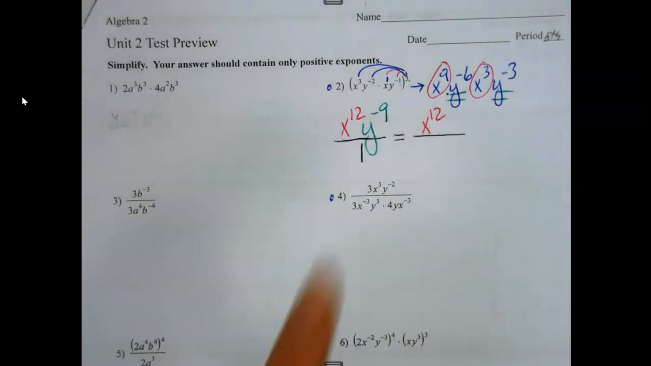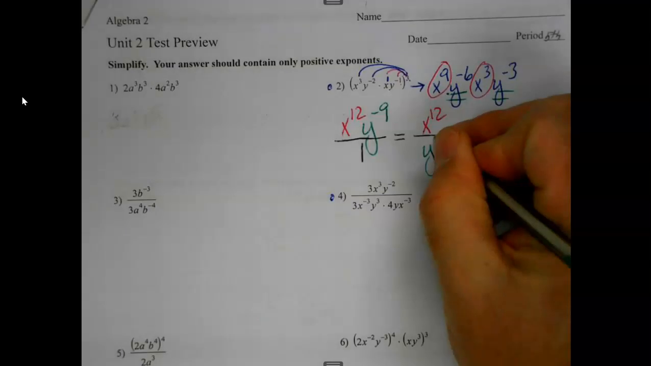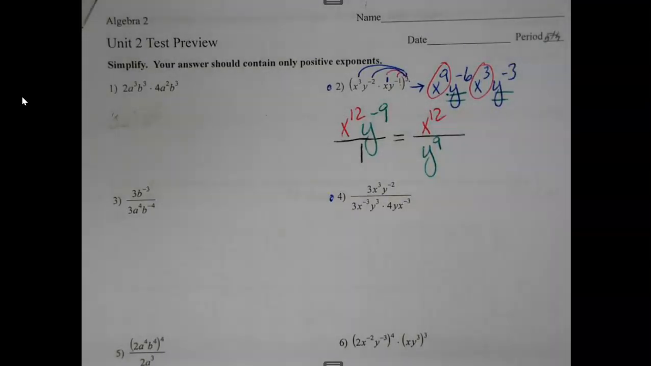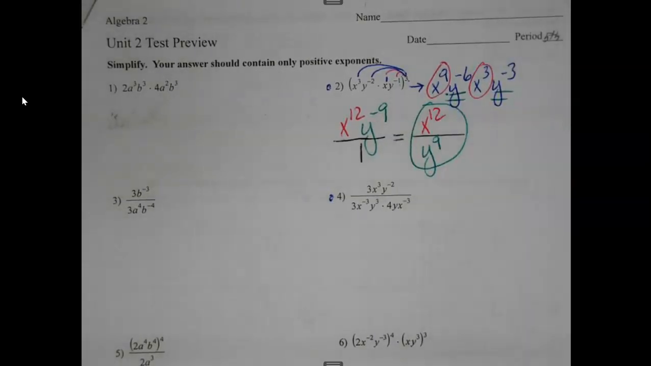How do I fix the negative 9 on my y? We flip it. And flipping can go up or down. It doesn't matter. But wherever you flip, the opposite makes it positive. And now I'm done, because I can't put together x and y. They're different variables. They're different bases. So that's what we're looking for when we get to an answer.